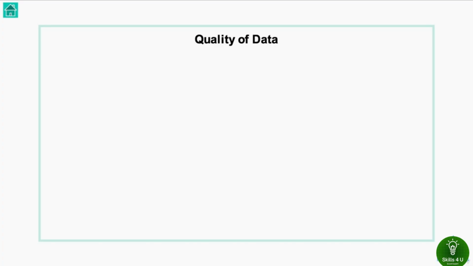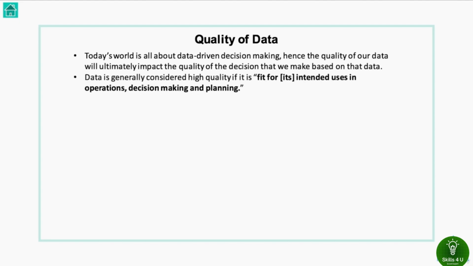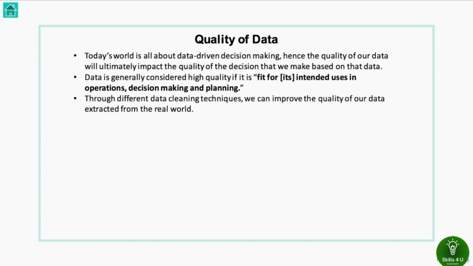As I said earlier, the decisions we make depend upon the data that we have. Hence, the quality of our decisions is only as good as the quality of our data. If our data contains incorrect or irrelevant information, which quite often it does, our decision is going to be incorrect. Hence, there is a natural need for cleaning the data. There is no one definition of high quality data, but generally, data is considered high quality if it is fit for its intended use in operations, decision making, and planning. We can also improve the quality of our data through different data cleaning techniques.